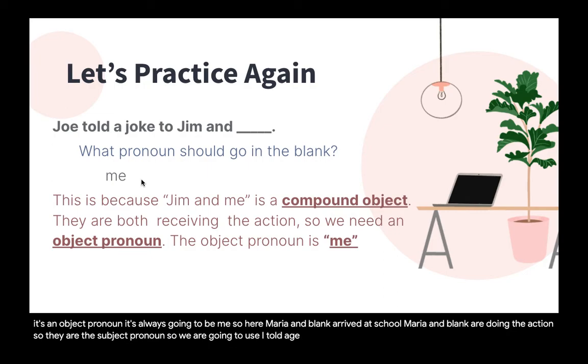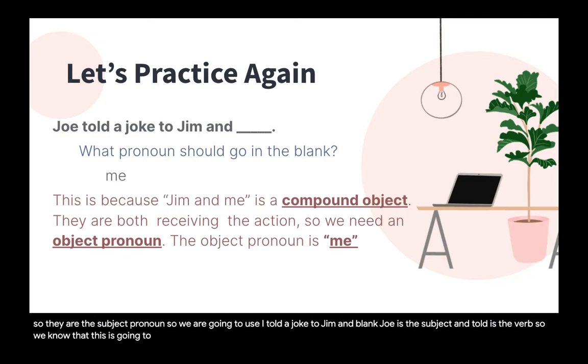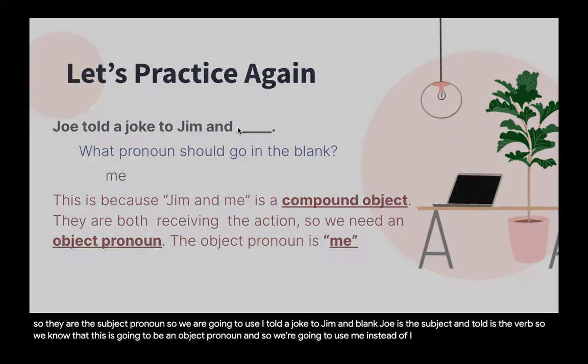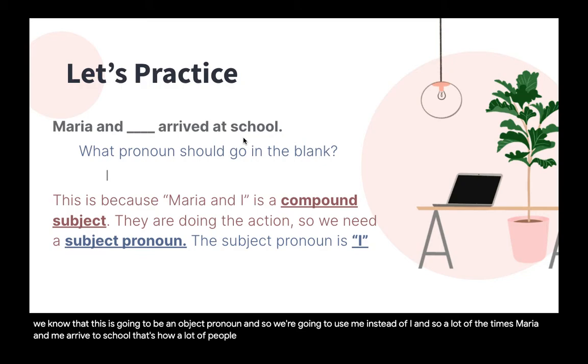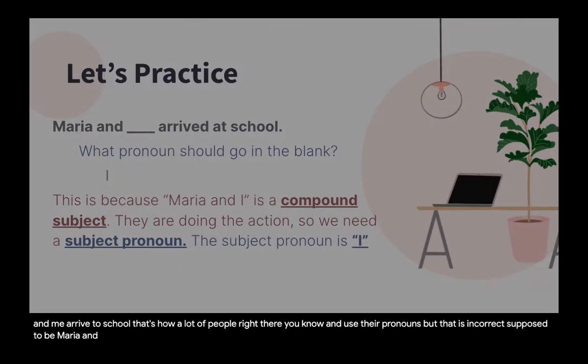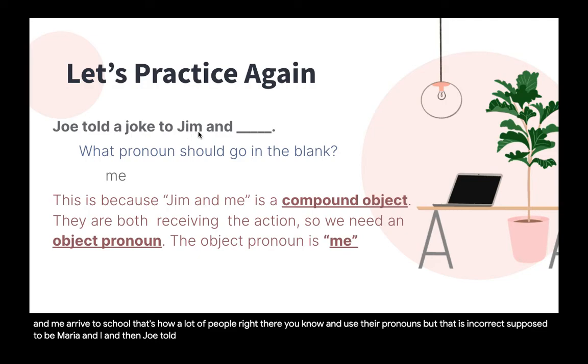Joe told a joke to Jim and blank. Joe is the subject and told is the verb. So we know that this is going to be an object pronoun, and so we're going to use me instead of I. And so a lot of the times people say Maria and me arrive to school. That's how a lot of people write and use their pronouns. But that is incorrect. It's supposed to be Maria and I. And then Joe told a joke to Jim and me.